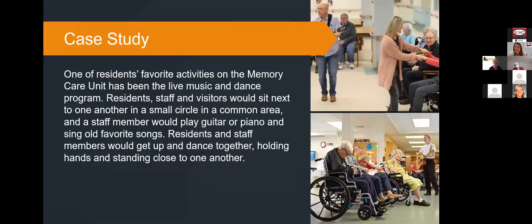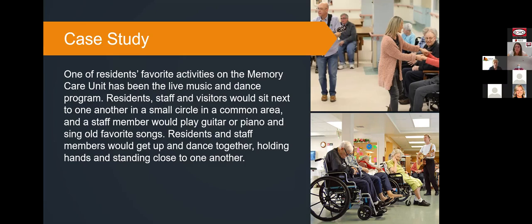Okay, our case study this week is about activity programs. And we know with COVID-19 that our typical activities are not the same. Now, fortunately, as things are starting to loosen up a little bit, we may be able to reintroduce that. But this particular case study discusses the memory care unit and how live music and dance programs have been such an enjoyment for that group of residents.